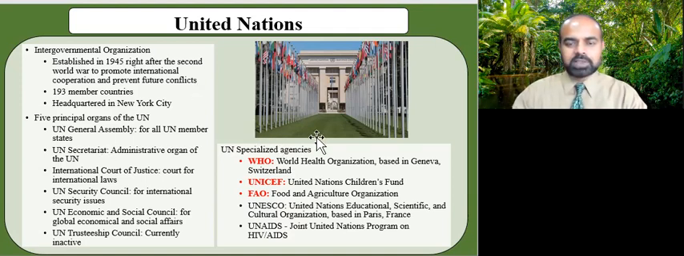Besides these organs, the United Nations has specialized agencies, many of which you are already familiar with: the well-known WHO, or the World Health Organization, based in Geneva, Switzerland; UNICEF, which is the United Nations Children's Fund; and FAO, which is the Food and Agriculture Organization. These three in red we will discuss in this lecture. Besides these, we also have UNESCO and UNAIDS, which are also specialized organizations that we will not discuss in this presentation.